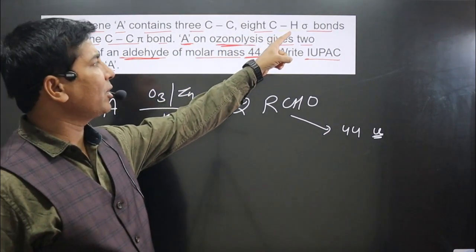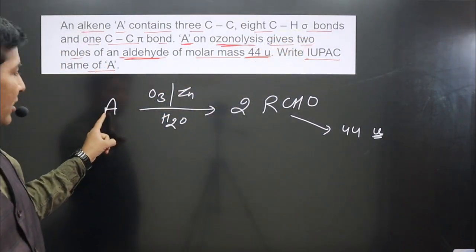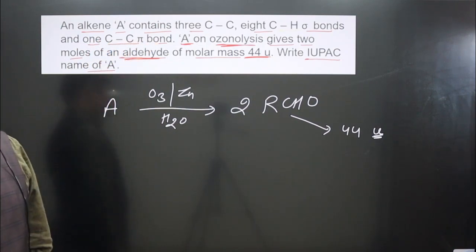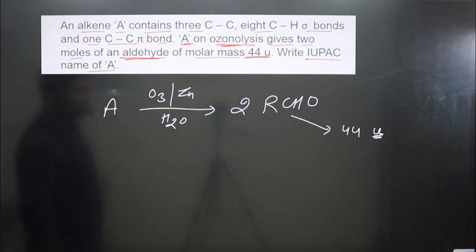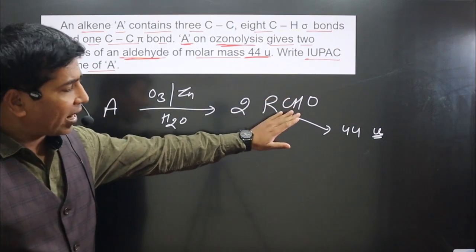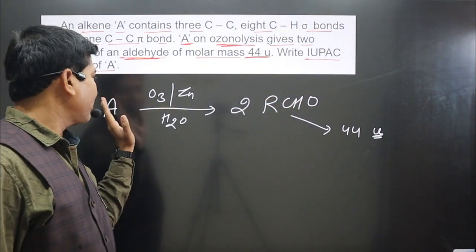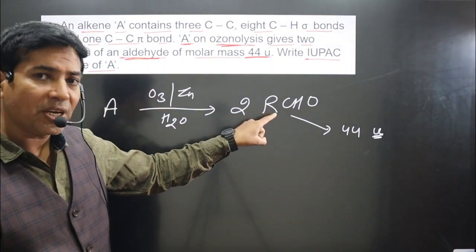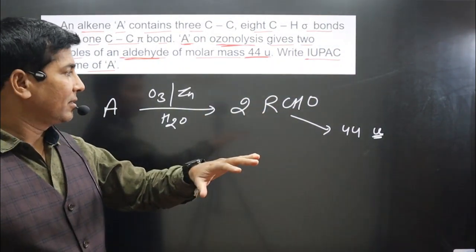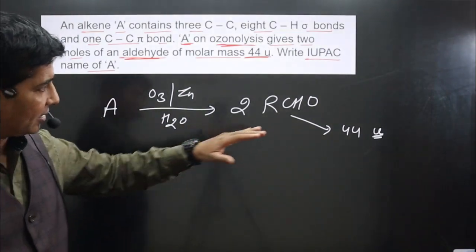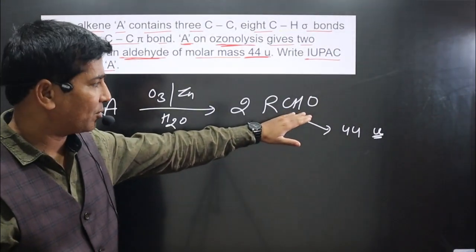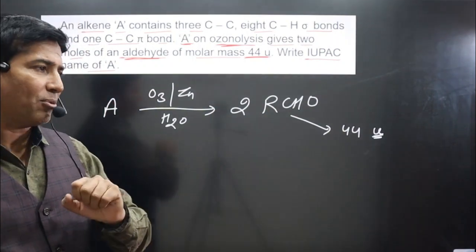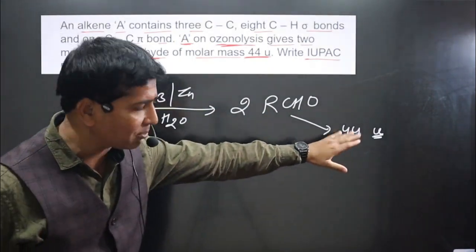There should be 8 carbon-hydrogen sigma bonds present in the reactant and 1 carbon-carbon pi bond should be present. First of all we identify the product. If we identify the product, then we can identify the reactant. Because this R group, how many carbons it has, we have no idea. CHO is there, we know it, this is the aldehyde functional group. But how many carbons this alkyl group has, we have no idea. But we can get some hint from here.